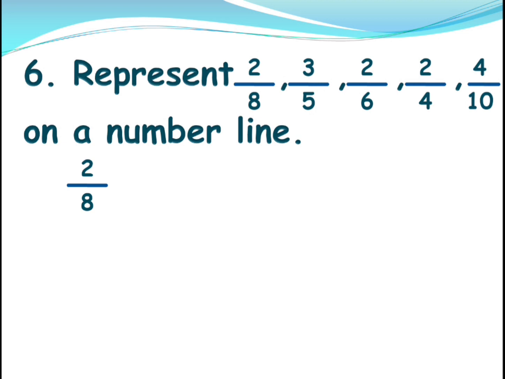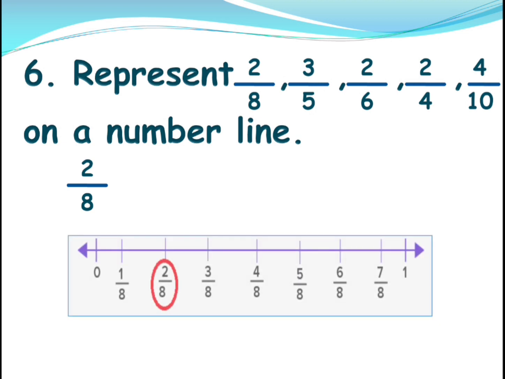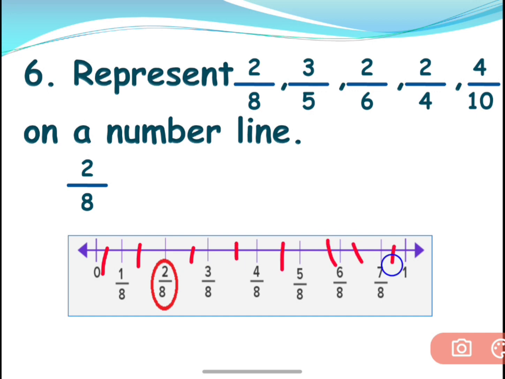Yesterday we have done that, isn't it, children? That is in the previous class. Yes, so you will take the number line 0 to 1 and you will make 8 equal parts. See, 1, 2, 3, 4, 5, 6, 7, 8. 8 equal parts from 0 to 1. And in that, the second part becomes your 2 by 8. So, you will represent that.